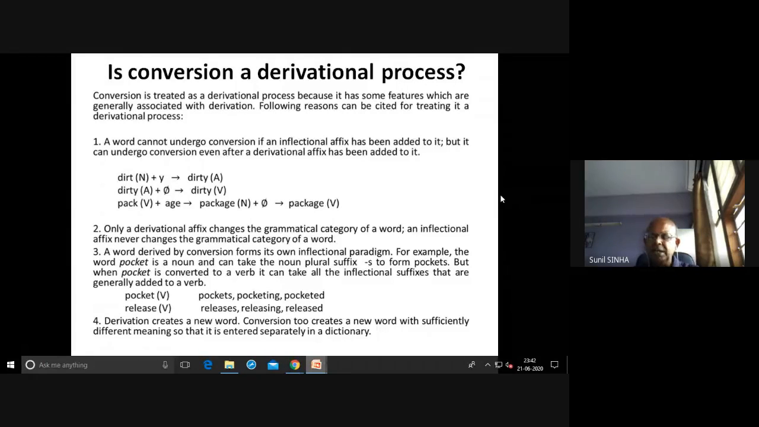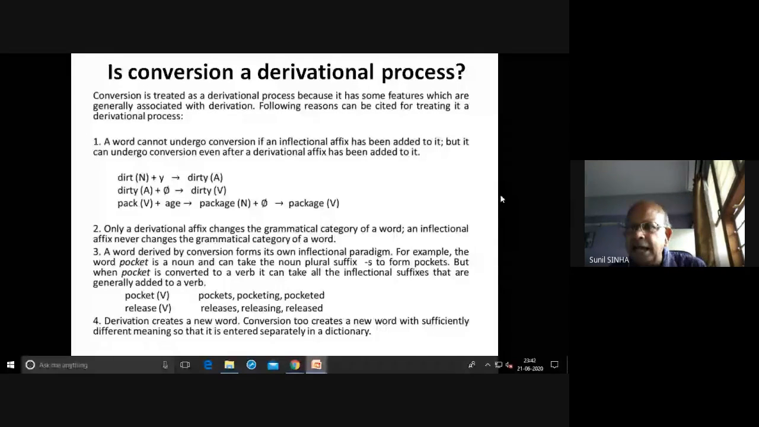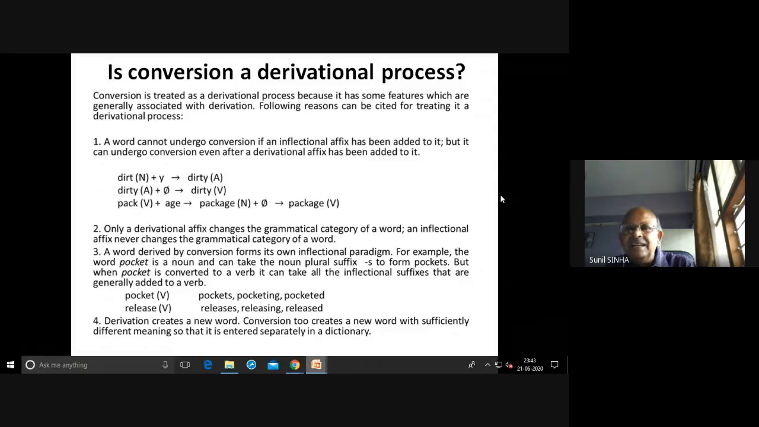So a word derived by conversion forms its own inflectional paradigm. This is what I am telling you: take a word, pocket is the word. Pocket as a noun can take the plural morpheme s and the possessive morpheme apostrophe s. Do you get this point? Pocket as a noun can take the plural morpheme s: pockets, one pocket, two pockets, three pockets. And pocket as a noun can also take the possessive form. That is, my pocket's color.